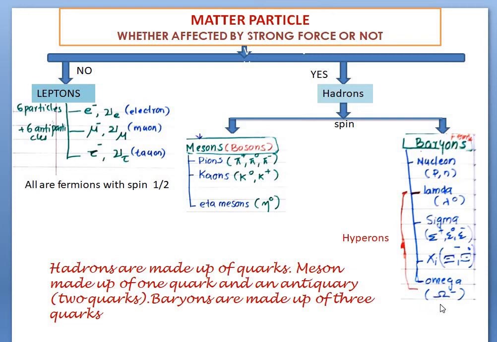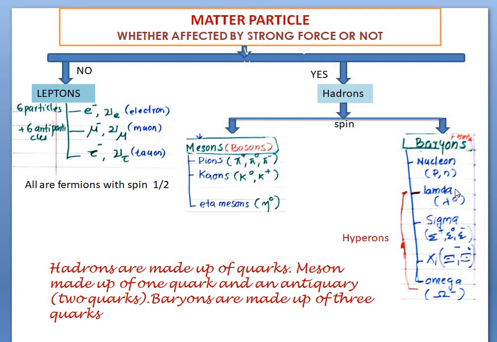Omega has only one member in this family, that is omega minus. So those are the important baryons. These neutrons and protons have spin half. We know that neutron has spin half and proton has spin half. Proton has a positive charge, neutron has a charge of 0. And also their antiparticles are present.